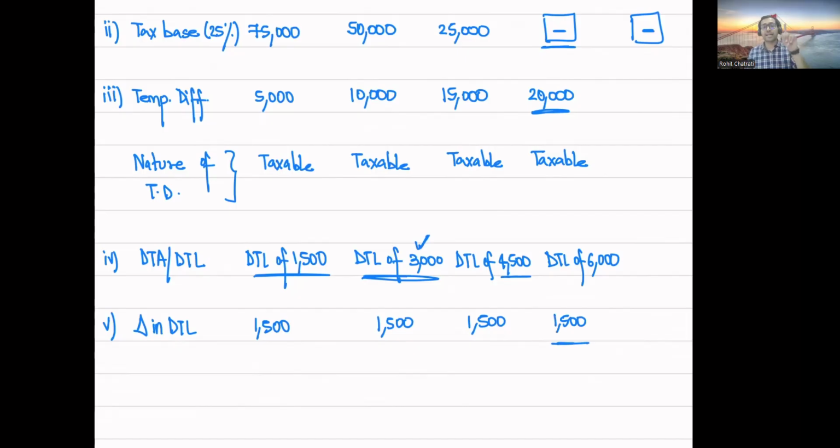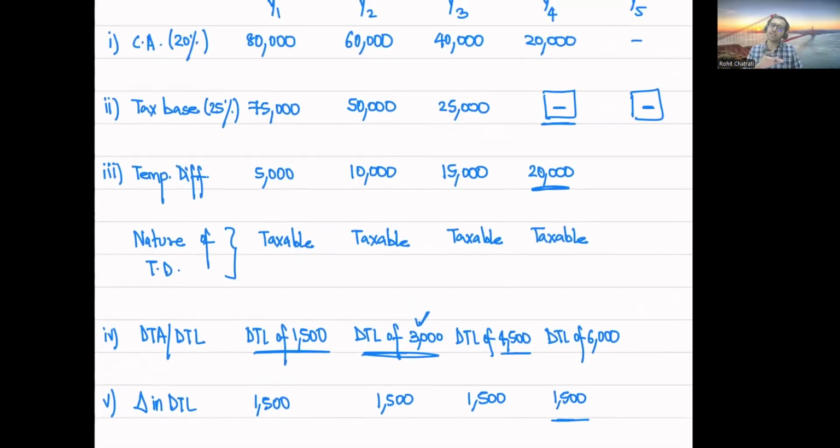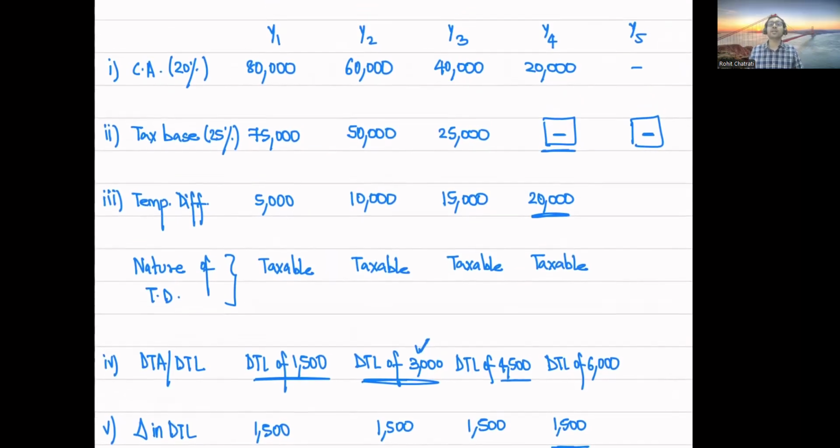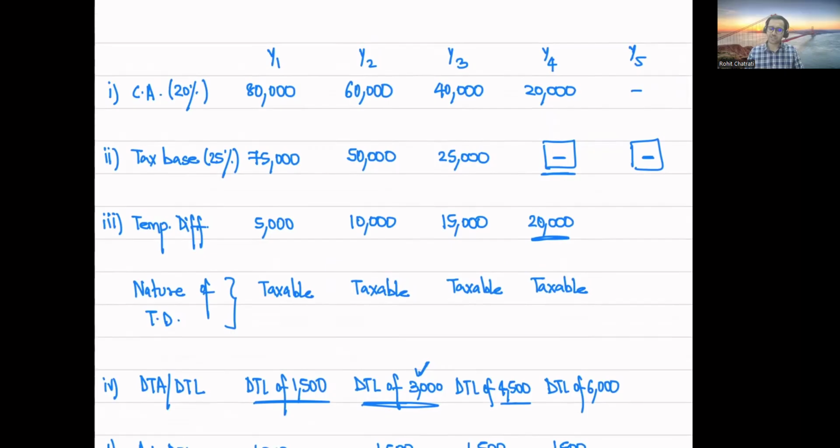If you remember in the interest receivable example that we did right at the beginning, the first example that we did was of interest receivable. We saw that deferred tax liability is created in year one and is reversed in year two. But over here, we are continuously increasing the deferred tax liability by 1,500 every year. When is it going to get reversed? It will get reversed in year 5. Let's see year 5.